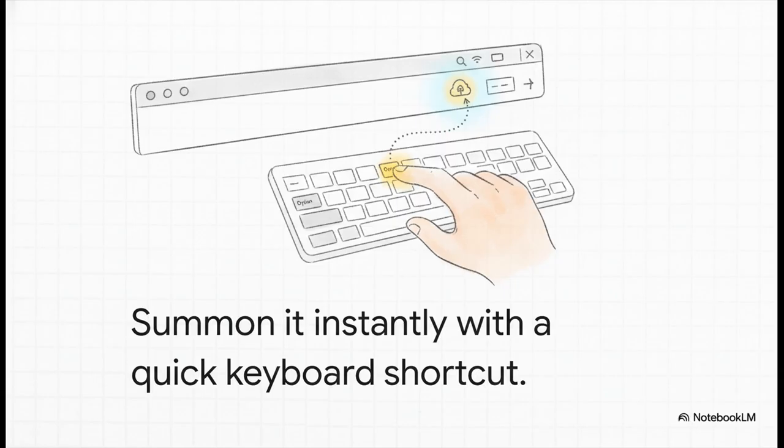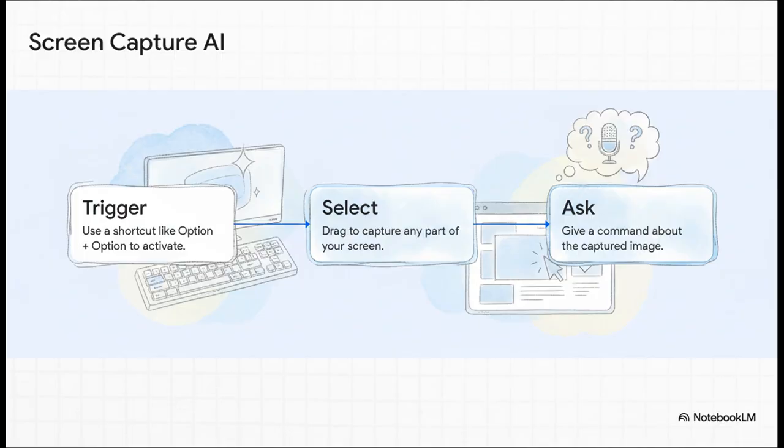It's just there. And this is where it gets really cool. The screen capture feature is just so smart. You hit that shortcut, and now you can just drag a box around any part of your screen, a graph, a weird error message, a design mockup, you name it. That little snapshot goes straight to the AI, and you can immediately ask a question about it. Like, you could just highlight some code and ask, hey, what's wrong with this? The AI is literally seeing what you're seeing.